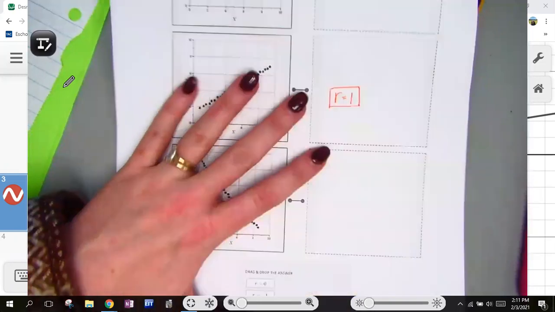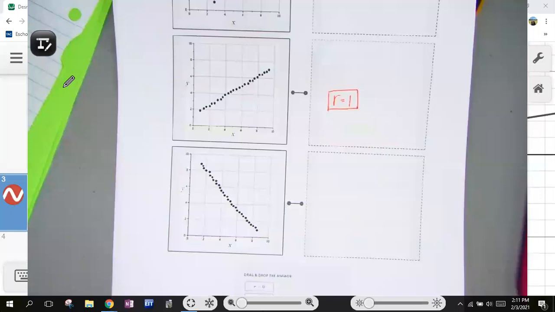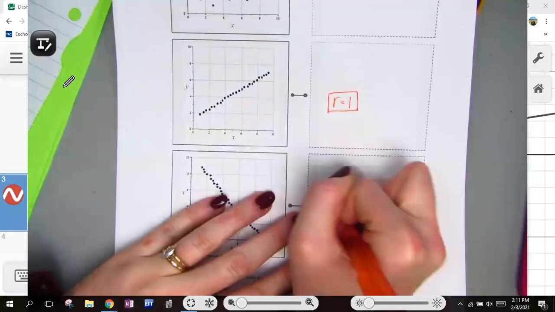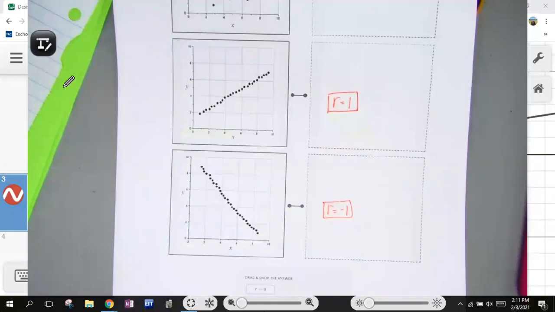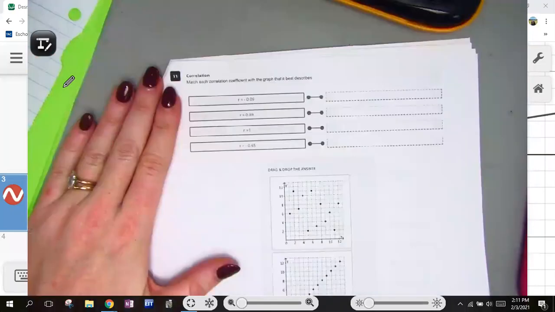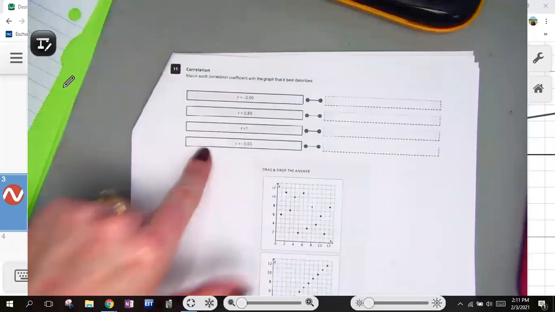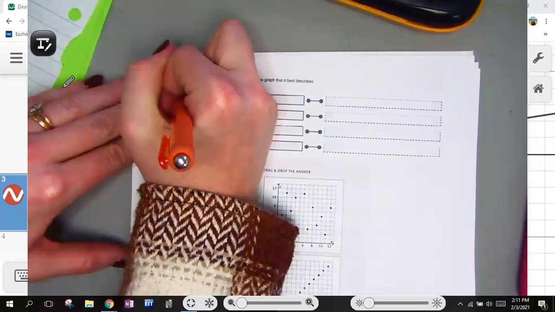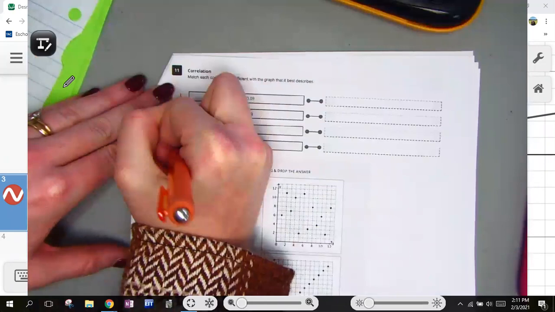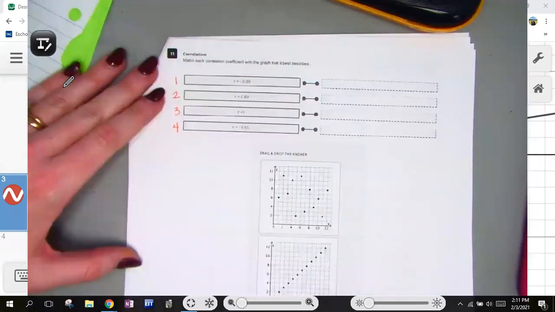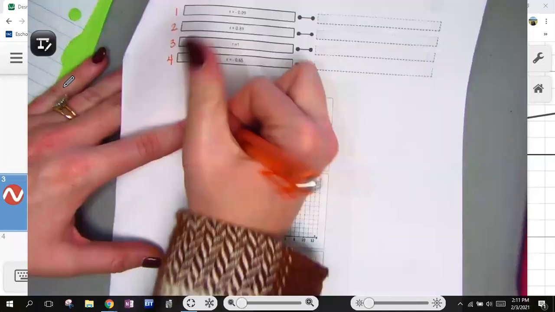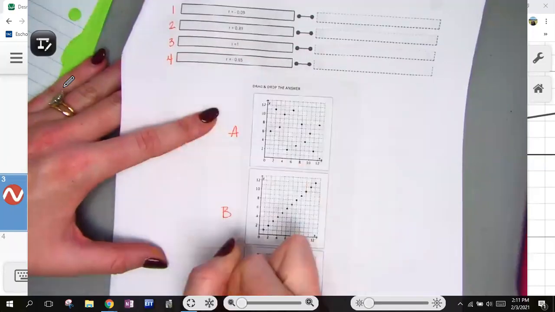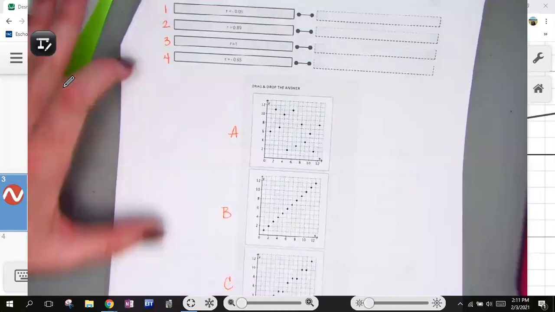All right, and then the third one would have to be what? R equals -1. Okay, here we go. We've got 3 or 4 R values up here. So I'm going to label these 1, 2, 3, and 4. And then I've got 4 graphs. We'll label those A, B, C, and D.